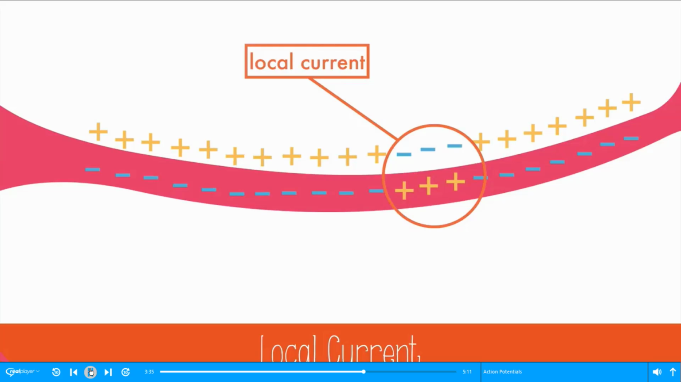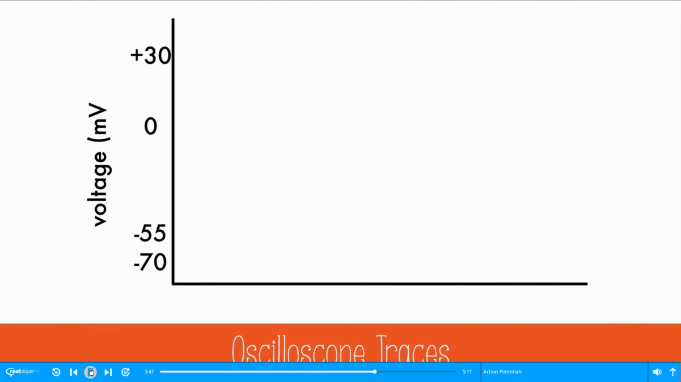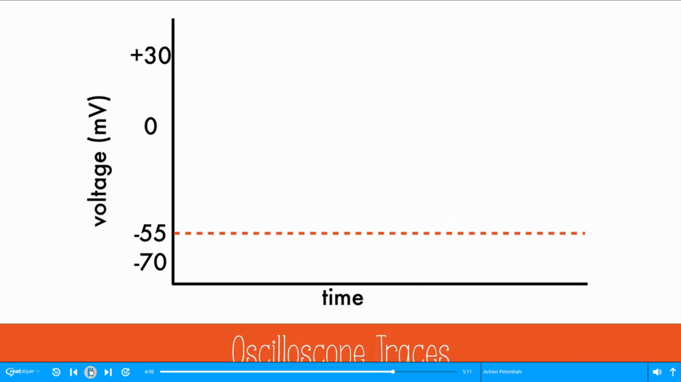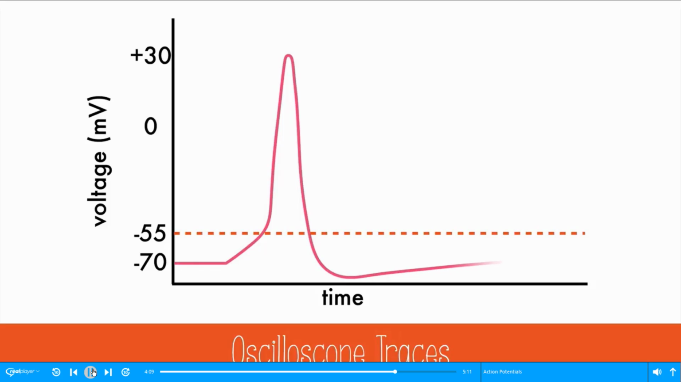The flow of sodium through one gate will trigger the flow of sodium in the next gate, but sometimes there isn't enough sodium to trigger an action potential. Using an oscilloscope to display the membrane potential over time, we can see that sometimes the flow of sodium ions isn't enough for an action potential to occur. The internal region of the cell must reach negative 55 millivolts, the threshold potential, for action potentials to begin. If enough sodium ions are released to surpass the threshold potential, an action potential occurs.